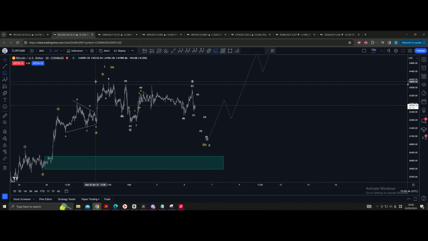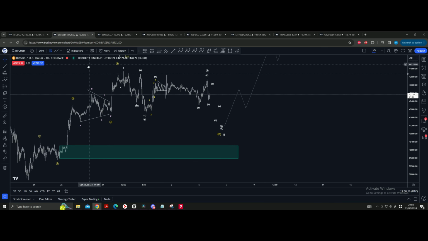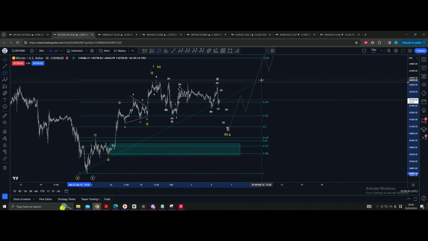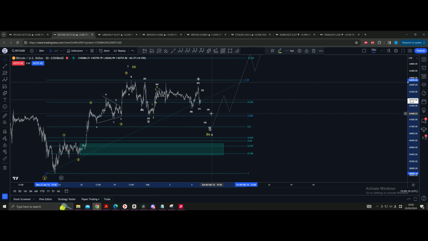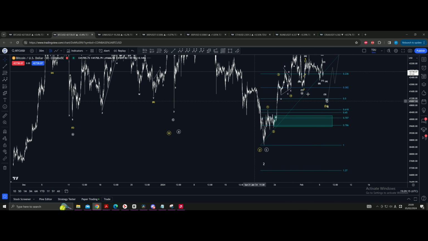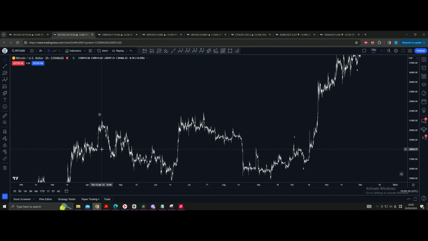Guideline says that wave A should be similar in size to wave C. Guideline says the most common retracement after a flat is 0.38. So that's this area. If we hold it here, it's going to be the same case like the macro structure.